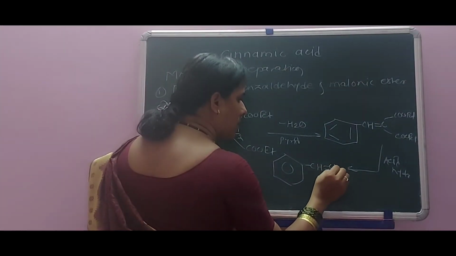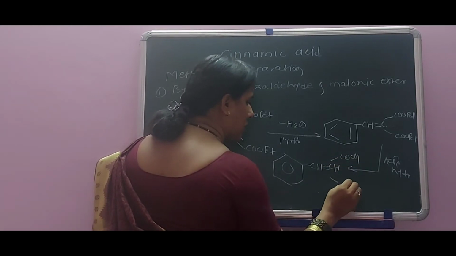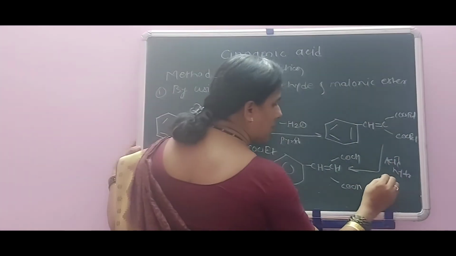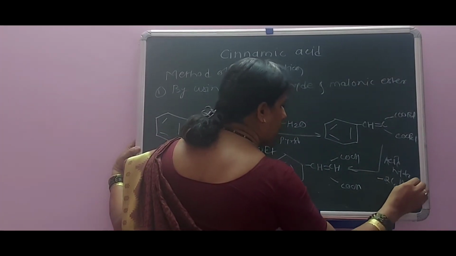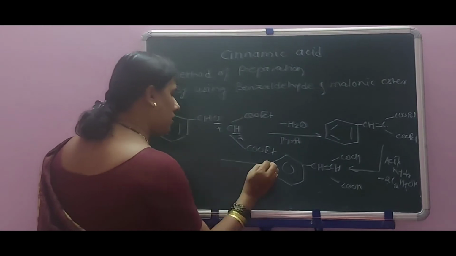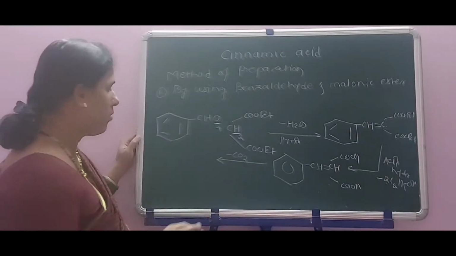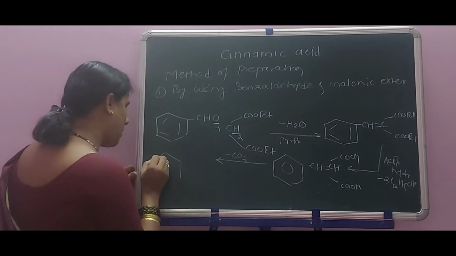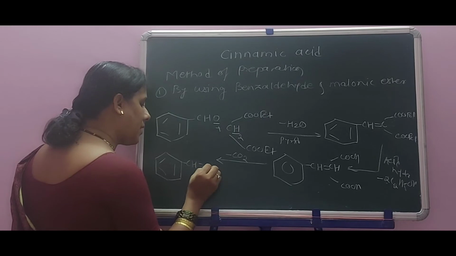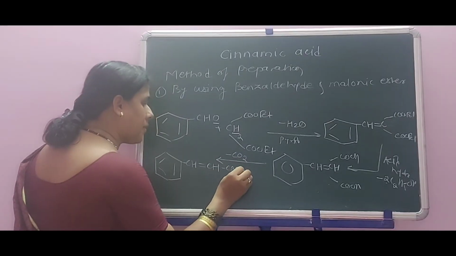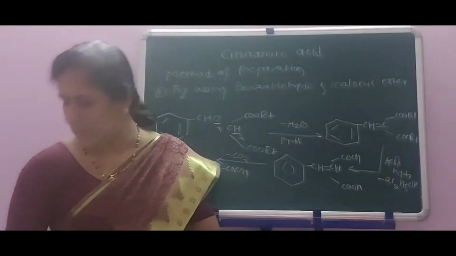On acid hydrolysis, in short, I can write the product of this reaction as CH double bond CH, COOH. On acid hydrolysis there is the removal of 2 C2H5OH. Now again on decarboxylation, the removal of a CO2 molecule, you get the required acid, that is known as cinnamic acid. This is the first method for the preparation of cinnamic acid.